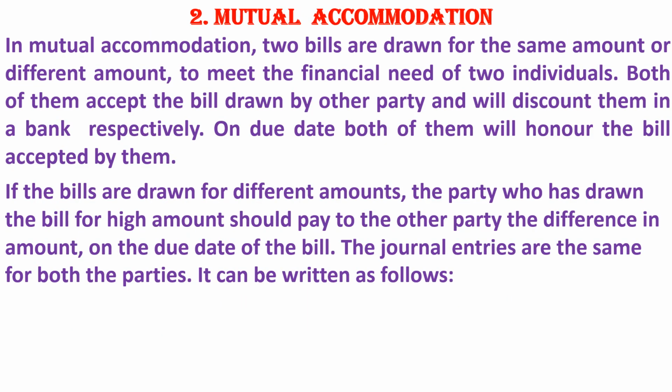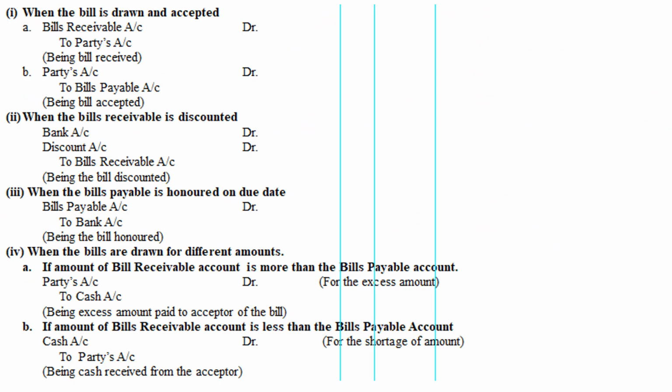2. Mutual accommodation. In mutual accommodation, 2 bills are drawn for the same amount or different amounts, to meet the financial need of 2 individuals. Both of them accept the bill drawn by the other party and will discount them in a bank respectively. On due date, both of them will honor the bill accepted by them. If the bills are drawn for different amounts, the party who has drawn the bill for the higher amount should pay to the other party the difference in amount, on the due date of the bill. The journal entries are the same for both the parties. It can be written as follows. The journal entries are presented here.